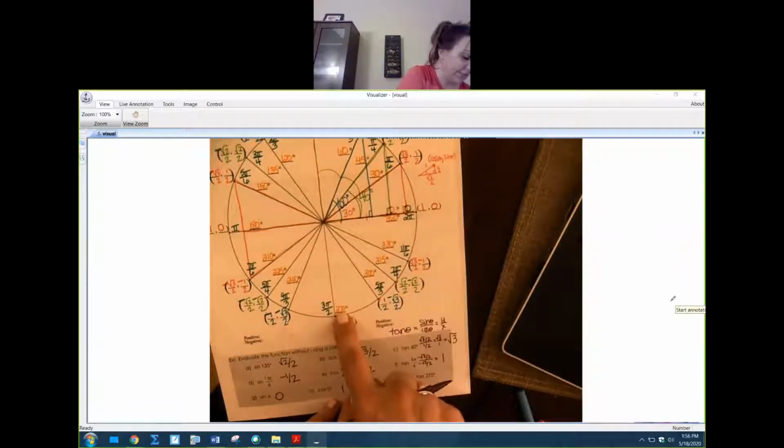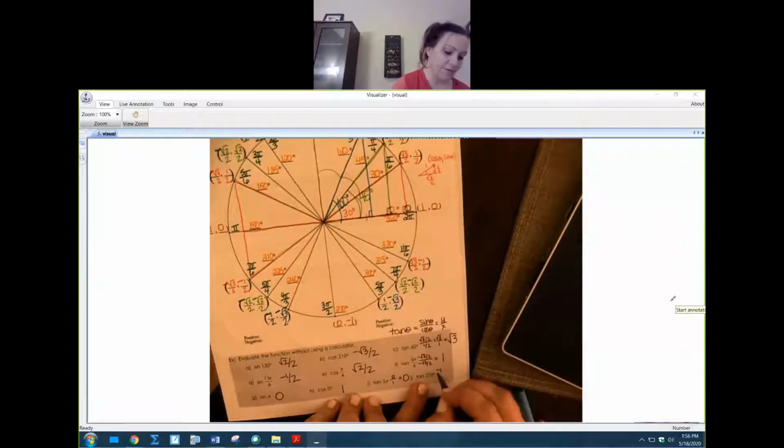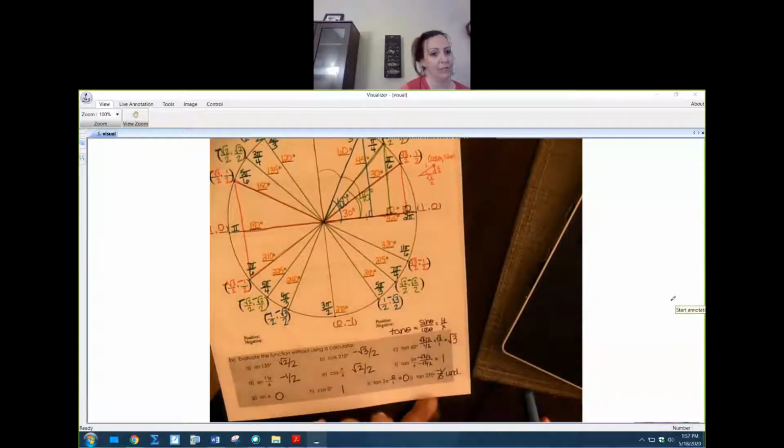And then the tangent of 270, we look at 270 degrees. And again, tangent we said was y over x. So we'd take negative 1 over 0. And that's a big uh-oh, right? We don't leave it like that. What we write that as is undefined, which can just be UND, okay? But that's how you can use your unit circle to evaluate.